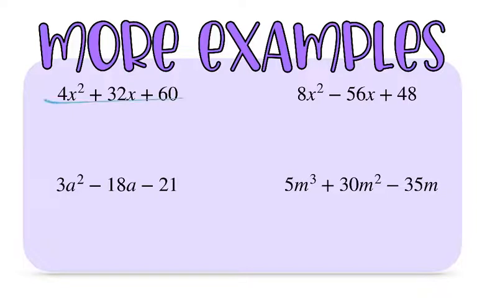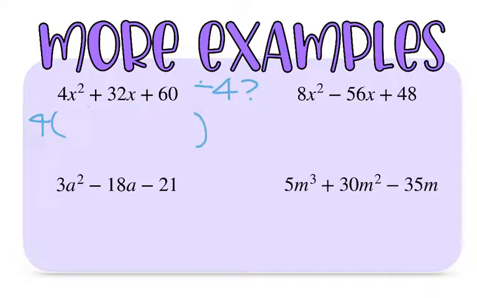I can see in this example here that there is a leading coefficient of 4. So let's see if all of these things can be divided by 4. So check that out on your calculator right now. Does 60 divide by 4? Does 32 divide by 4? Do all those things divide by 4? And the answer is yes, they do. So let's divide out a 4 from all of it and write what is left.